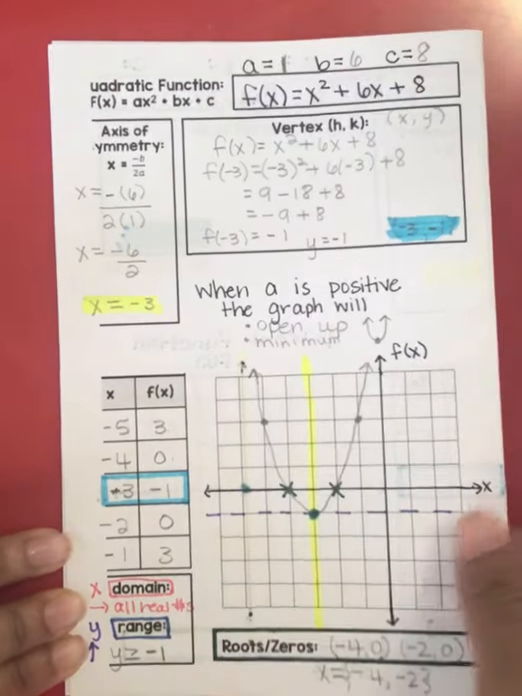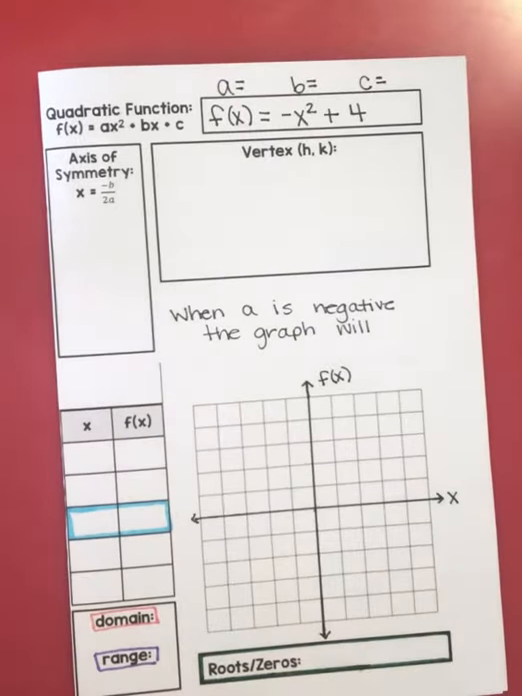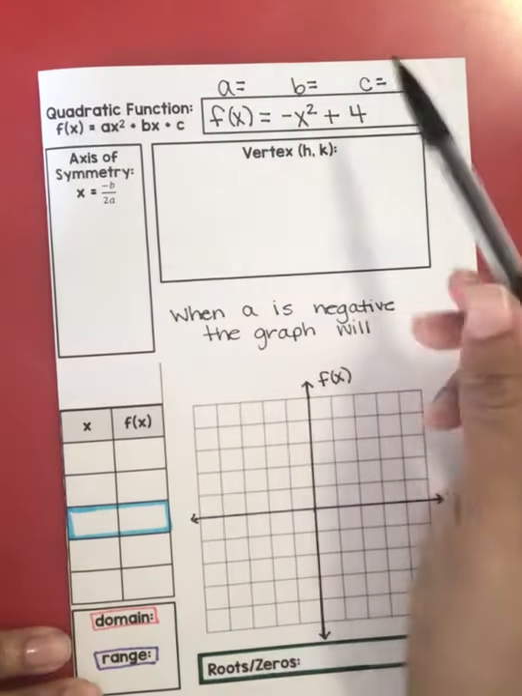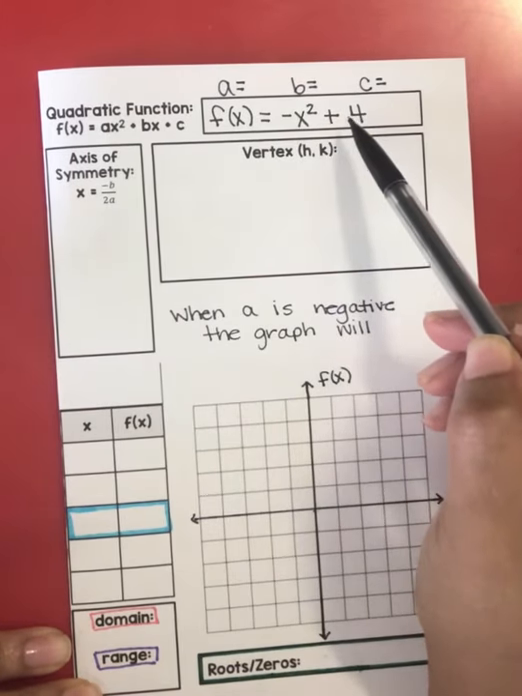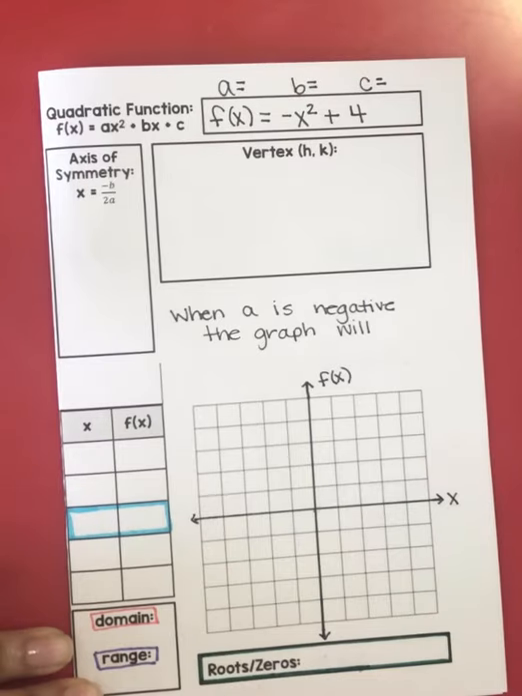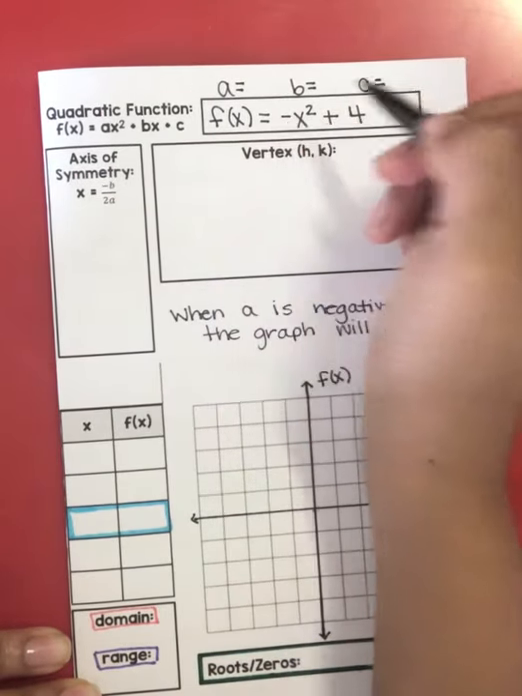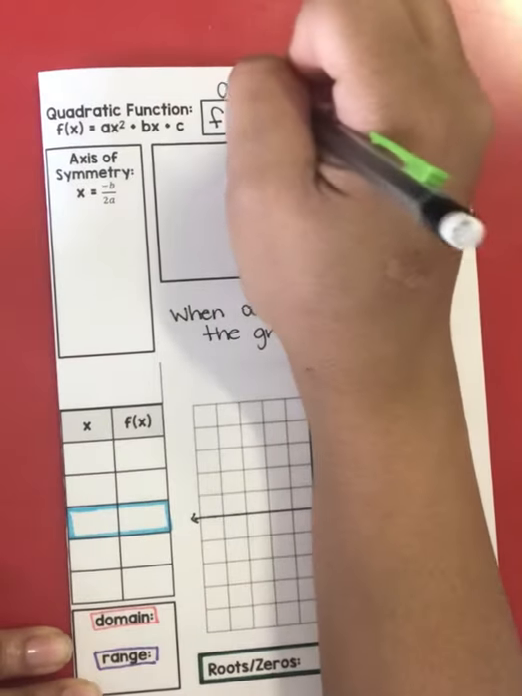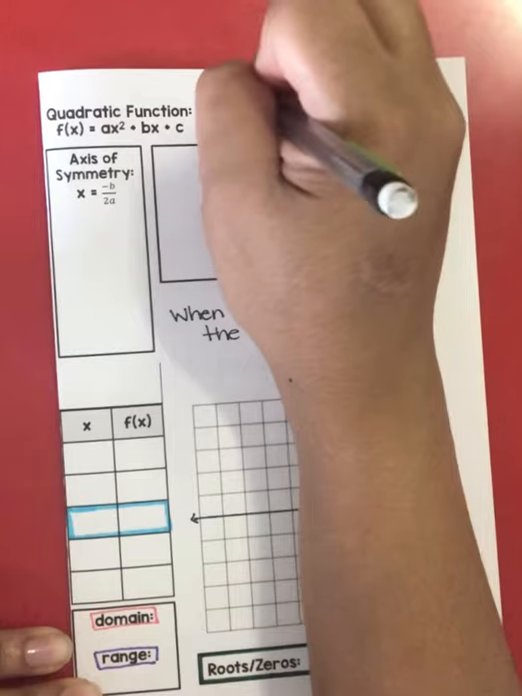All right, let's do one more graph. So we have f of x is equal to negative x squared plus 4. Let's identify our a, b, and c values. Well, in front of this x squared, I have a negative sign. I don't have a number, but we know that it should be 1 if I don't have one. But this negative makes it a negative 1.